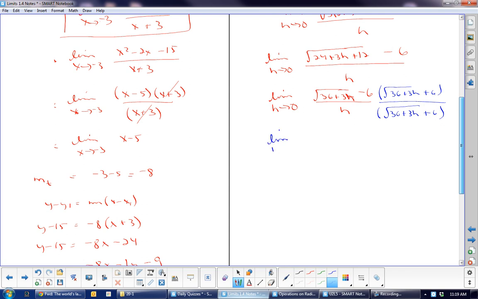So limit as h approaches 0, that'll be 36 plus 3h, because that's going away. And then negative 6 times positive 6 is minus 36 all over h times 36 plus 3h plus 6. Okay, these will cancel.